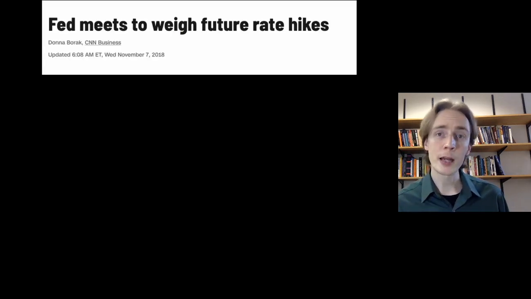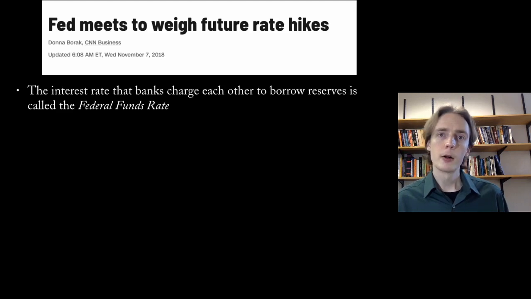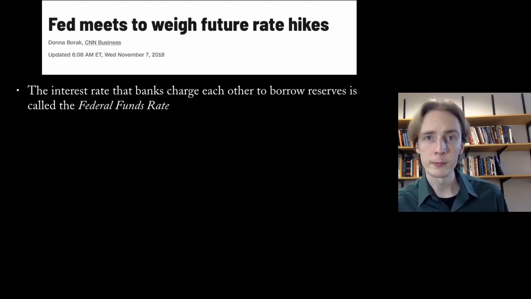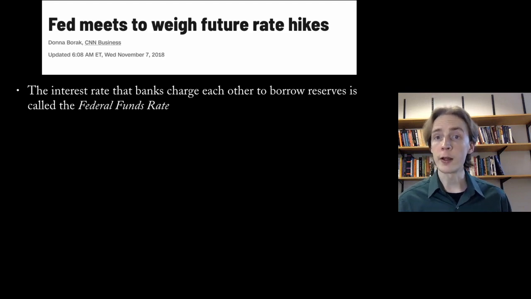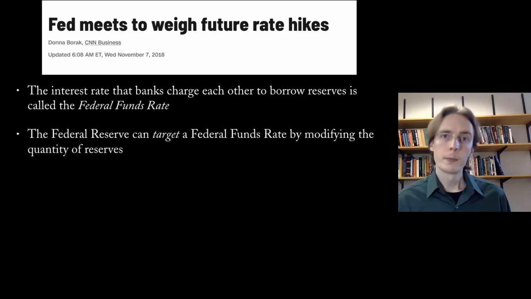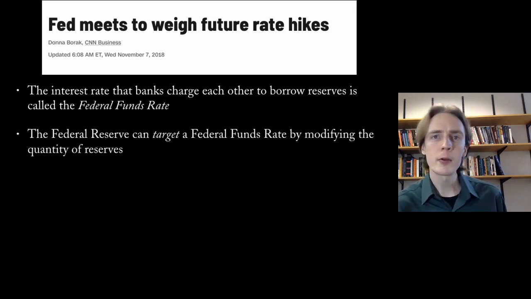And here's where we get back to monetary policy. When banks lend each other reserves, they're going to charge a certain interest rate. This interest rate is called the federal funds rate. And whenever the Fed talks about interest rates, or an interest rate target, it's talking about the federal funds rate. So how does the Fed do that? How does the Fed influence the federal funds rate?